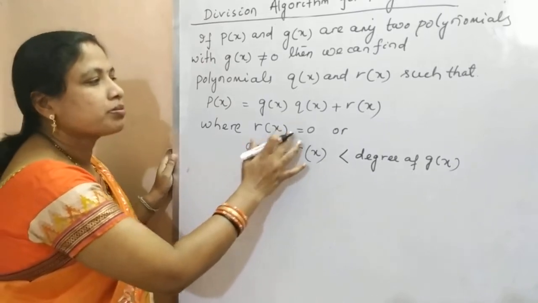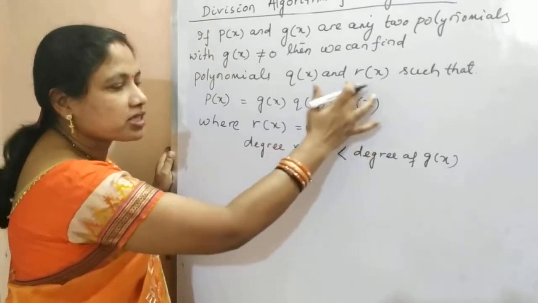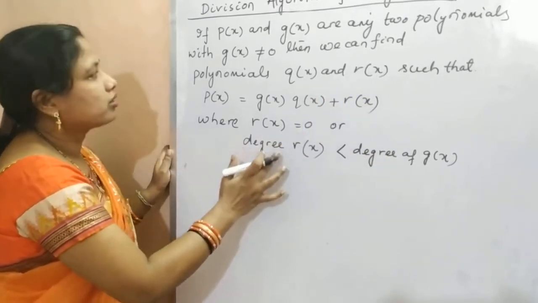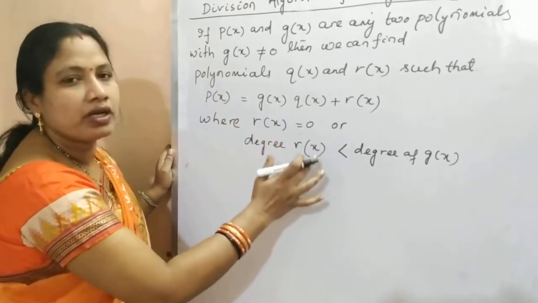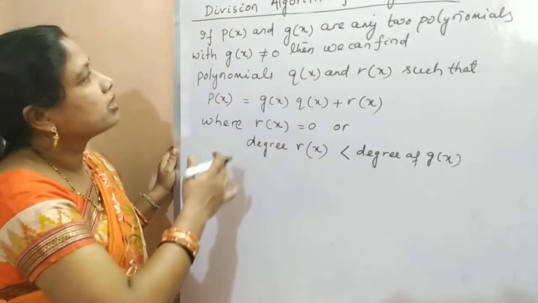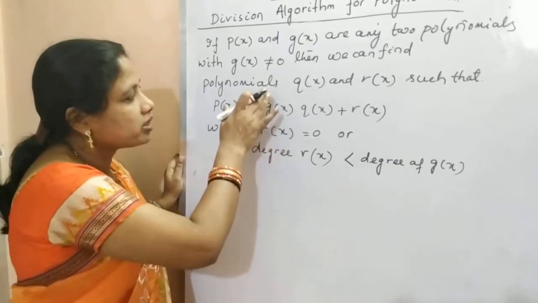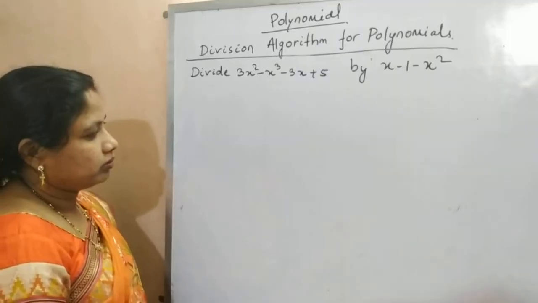Where r of x may be 0 or the degree of this polynomial r of x should be less than the degree of g of x, or the degree of the divisor. So this is the division algorithm for polynomials. So according to this algorithm, let us solve some problems.